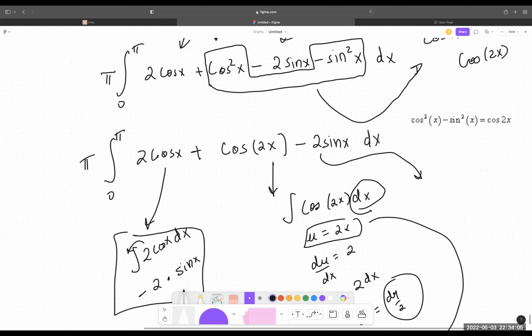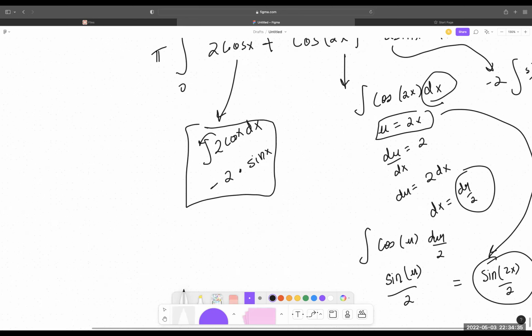What's the integral of negative 2 sine of x? I can pull that negative out as well. I can say that's negative 2 and then sine of x dx. The integral of sine of x, which we know is negative cosine of x. So it's just positive 2 cosine of x.